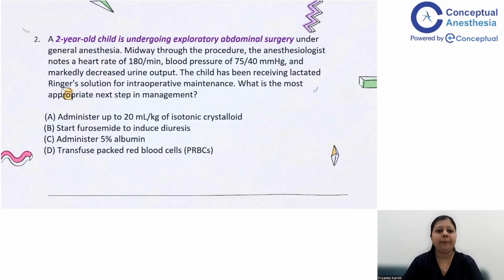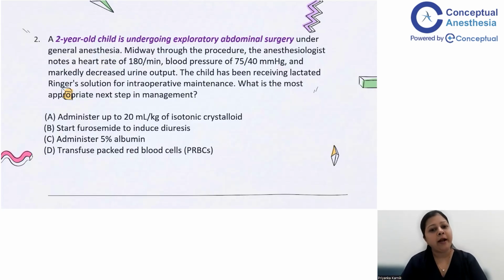Now, administering 5% albumin. Albumin is a colloid that can be used, but that is only given when you have given, say, 2 boluses of isotonic crystalloid, and even after that, the blood pressure is not getting maintained or the tachycardia is not settling. Then you may think of giving a colloid like albumin or FFP or even hetastarch.